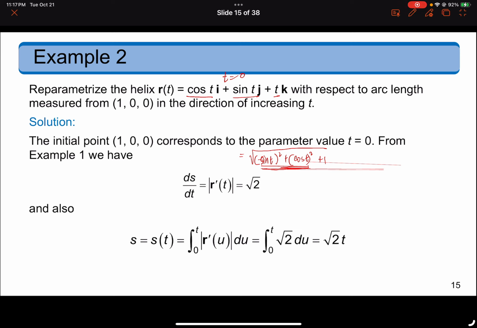And also, s of t is the integral of the magnitude of r prime of u with respect to u from 0 to t. So it would be the integral from 0 to t of square root of 2 du. So square root of 2, the integral of du is u, so it would be u from 0 to t, so it would be square root of 2 t. This is the general parametric function for s.